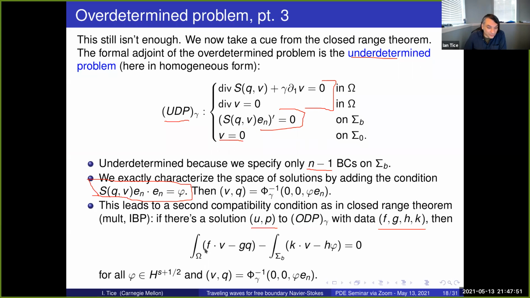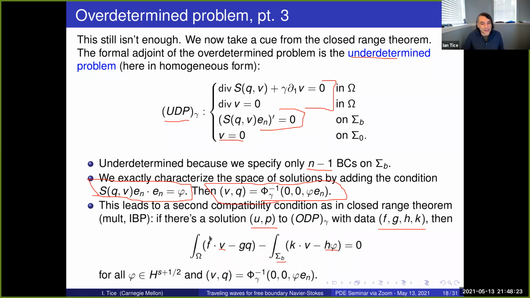That tells me that the integral of F against V minus the integral of G against Q, where V and Q are determined as above via this isomorphism, minus the integral of K against V on the top, minus the integral of H against this arbitrary function phi, has to vanish for every appropriate choice of phi, meaning in an appropriate Sobolev class. And so what we end up with, you can think about it as a sort of orthogonality condition in some sense.